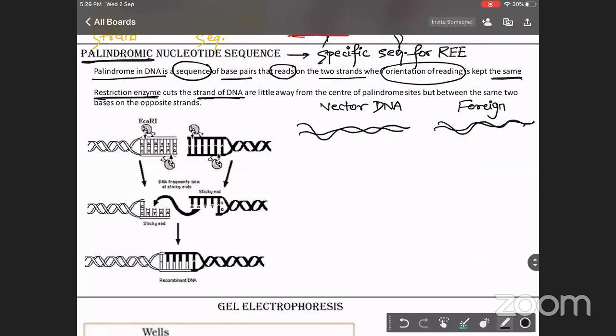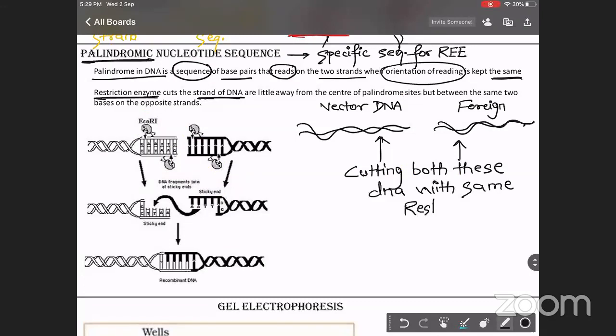So what we are doing, we are cutting both these DNA with the same restriction enzyme. And when we are cutting both the DNAs with the same restriction enzyme, they are going to cut both the DNA at the same positions. So when they cut different DNA at the same position, now what is happening?